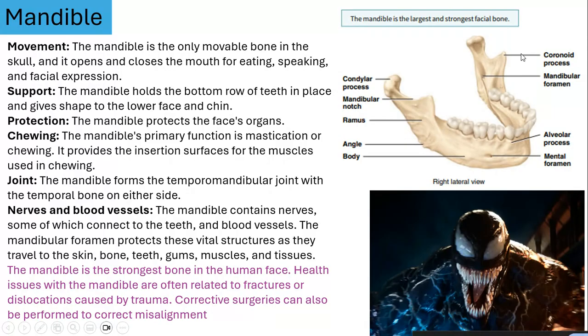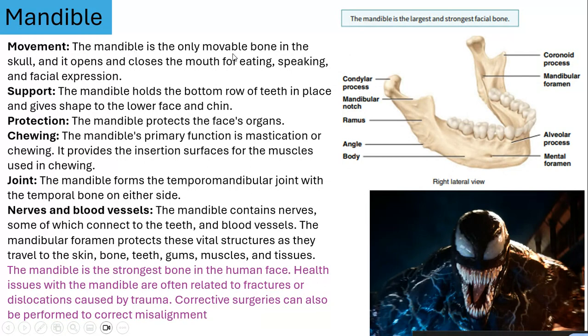And again, this is the coronoid process. This is the condylar process. This is the coronoid process, right? So the mandible, Avenom has a perfect mandible. Look at that, right? This is a perfect mandible.